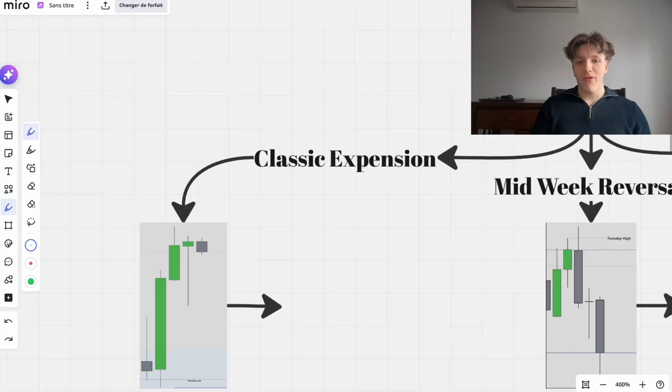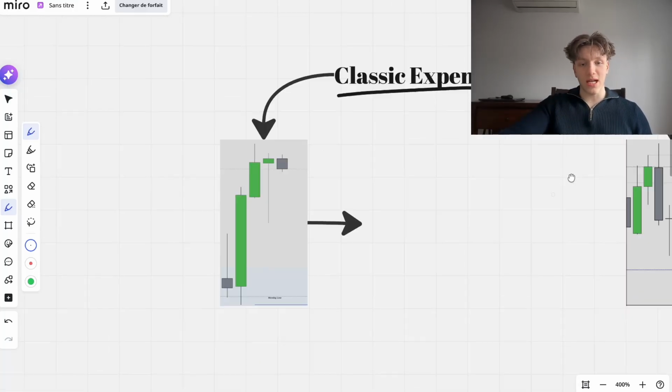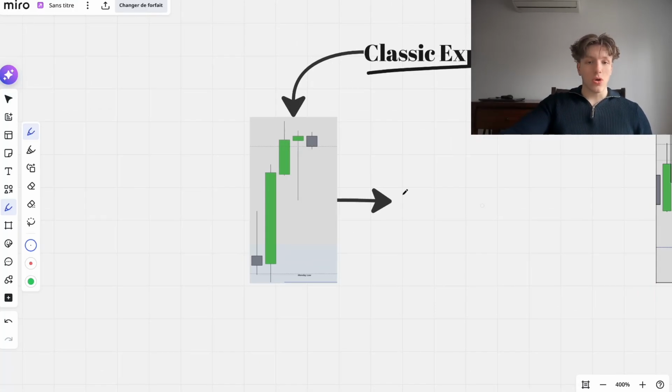So the first weekly profile we use is the classic expansion. I will not go in depth on each of them, but I will explain how they can form and you will be able to gather data from them by just looking at your chart. So the first one is the classic expansion, like I just said. Classic expansion, pretty simple. Monday open, Tuesday will either sweep the high or the low of Monday candle, and after that we'll get an expansion either higher or lower until Friday close.